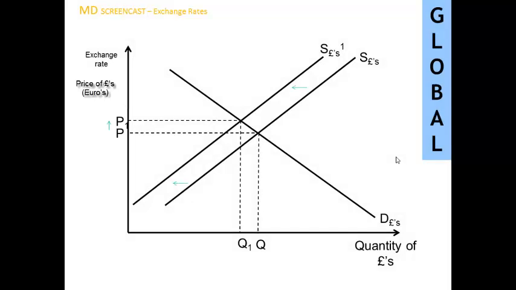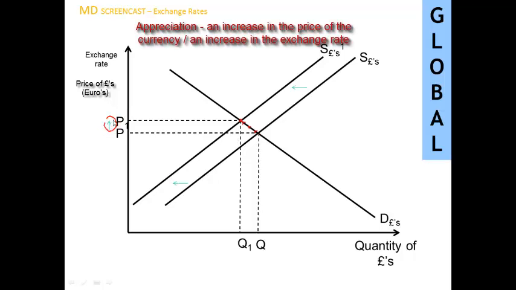The effects of a fall in the supply of pounds can be shown by a shift of the supply curve to the left, which leads to upward pressure on the exchange rate. There's a contraction of demand. The new market clearing equilibrium will be at the higher euro price of P1. There's been an appreciation of the exchange rate.